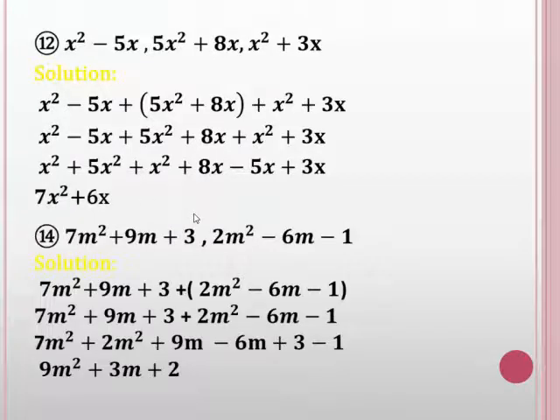Now another question from the same exercise, question number 14, 7m square plus 9m plus 3. The second expression is 2m square minus 6m minus 1. Here we start a solution, 7m square plus 9m plus 3 plus the second expression, which is 2m square minus 6m minus 1.